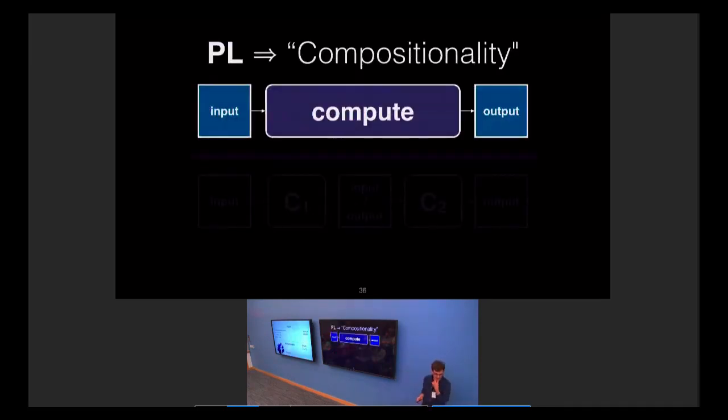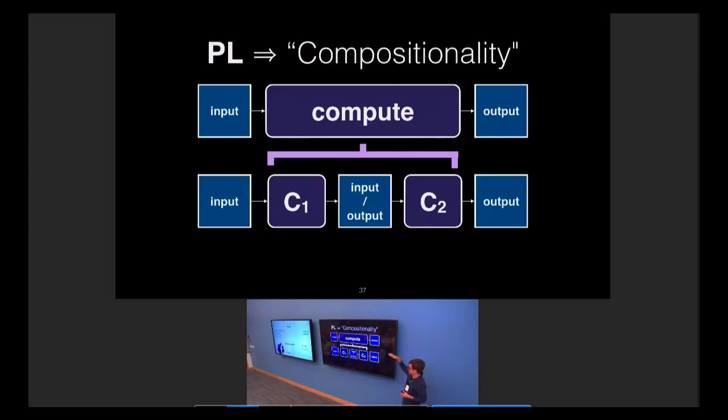Okay, so let me show you graphically what I mean by that. If I have some input and some output and something that relates them, some computation, I want to be able to realize this equivalence that if compute can be decomposed into C1 and C2, then I should be able to transition between these views, when it's convenient to. And I'll come back to this later and show you an example.